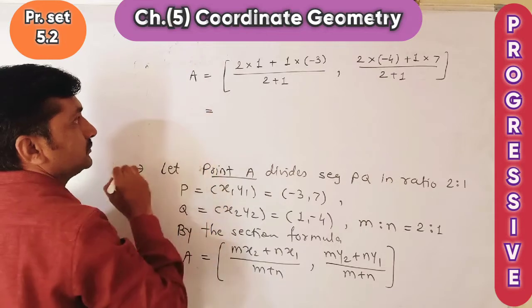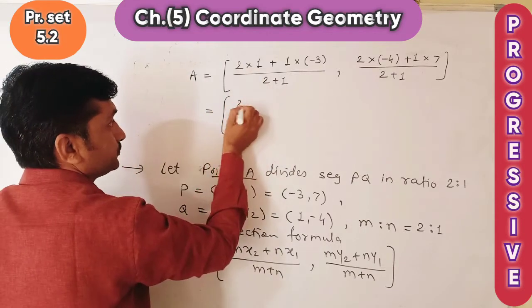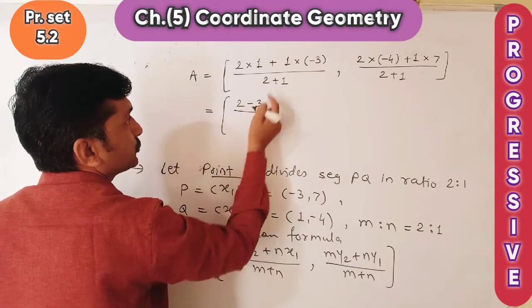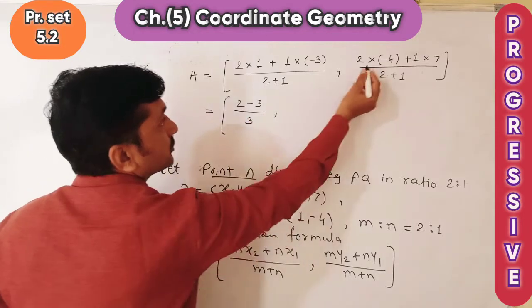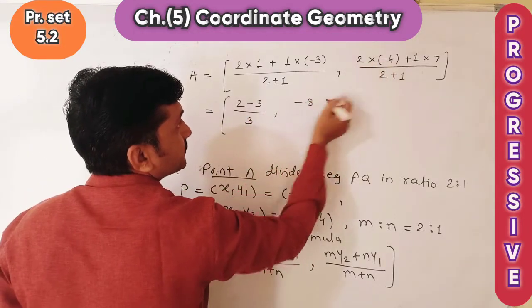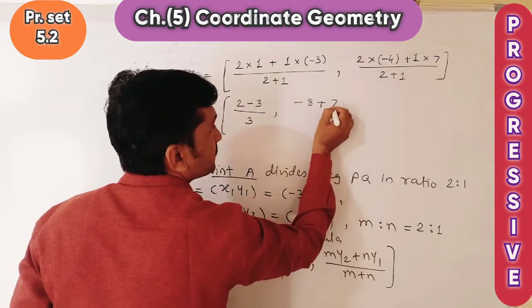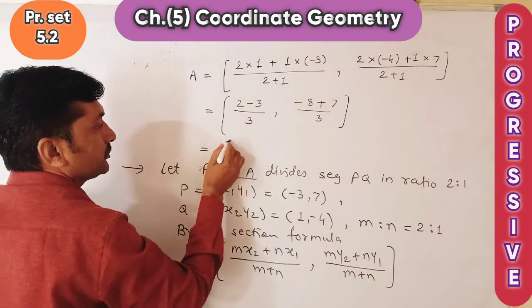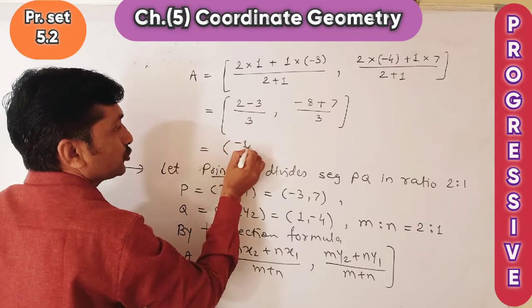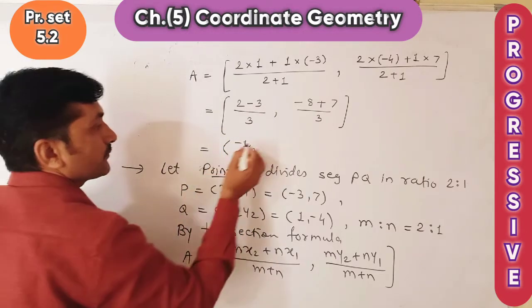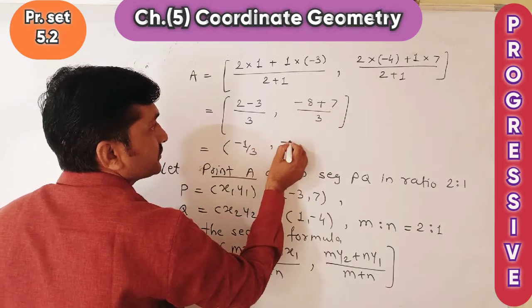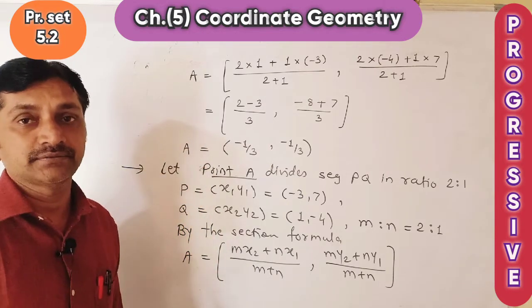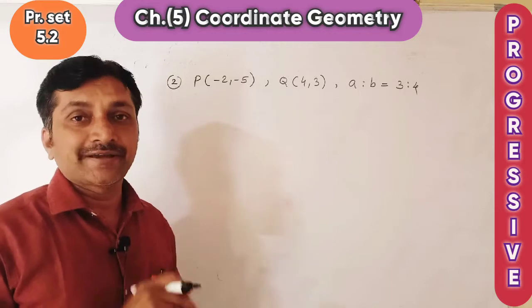Now let's solve this. In bracket 2 ones are 2 plus minus minus 3 ones are 3, upon 2 plus 1, 3, comma, plus minus minus 4 twos are 8 plus 7 ones are 7, upon 2 plus 1, 3, is equal to, in bracket, minus 1 upon 3, comma, here also minus 1 upon 3, and these are the coordinates of point A that divides seg PQ. Now second example.